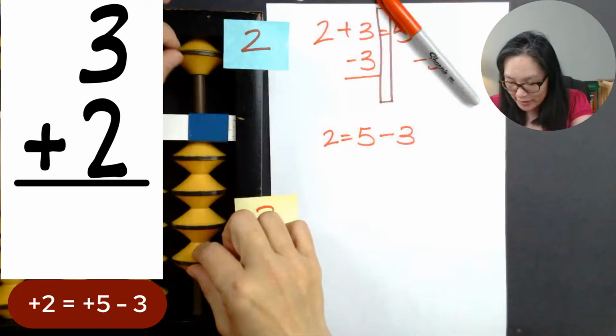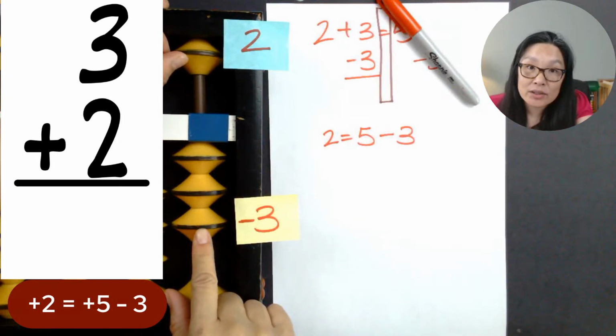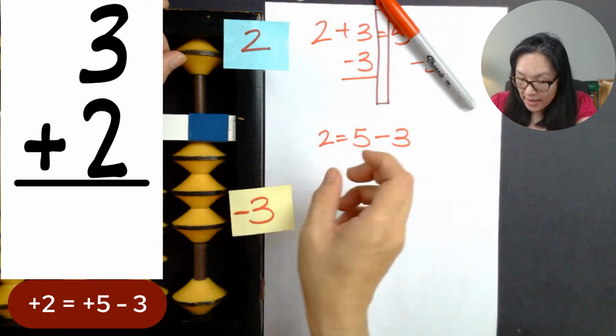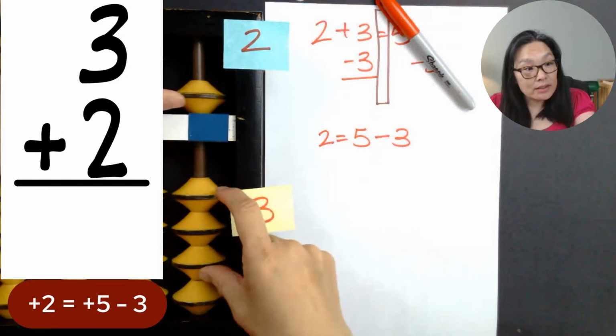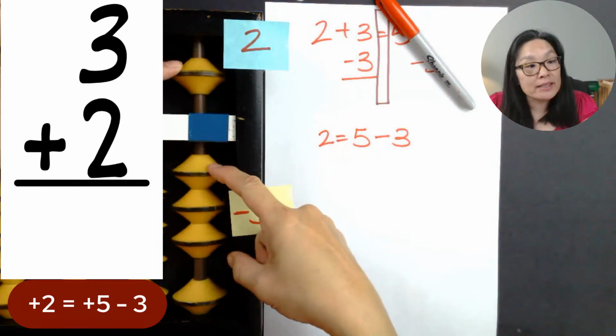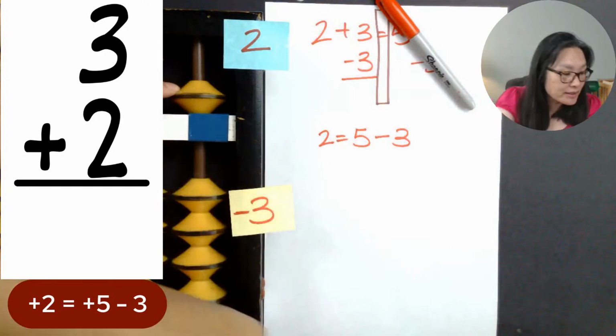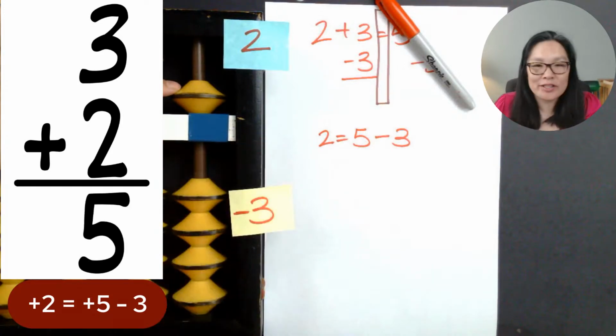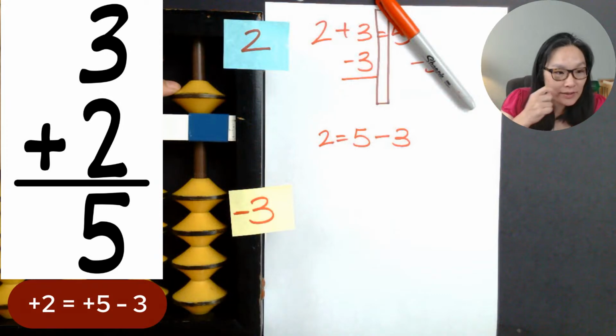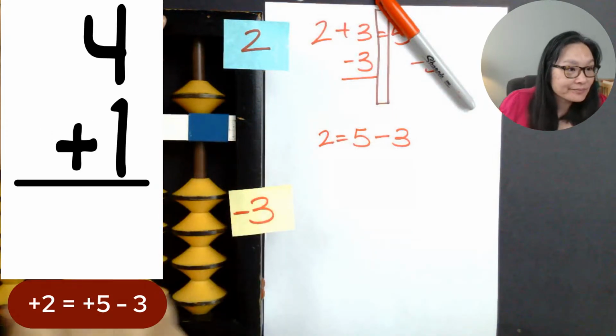Next, we have 3 and we want to add 2. Well, remember, adding 2, it's plus the 5 minus 3. Just like that. Plus the 5 minus 3. And our answer is 5. And I'm going to have to redo this again, which is fine. So now we have our next question.